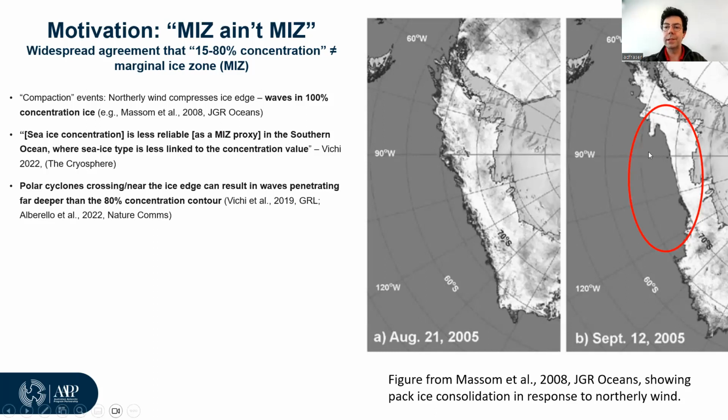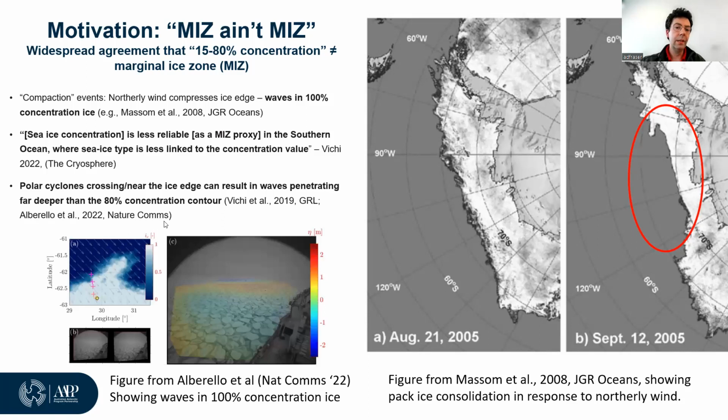However, if we used the 80% definition of the MIZ, then we would say that this is not marginal ice zone at all. Another example of this is from Alberto's Nature Communications paper last year, which showed the presence of waves traveling into regions of 100% sea ice concentration. So waves can penetrate well into 100% sea ice concentration, and so this remote sensing definition of convenience is not a very good one. That's my argument here.